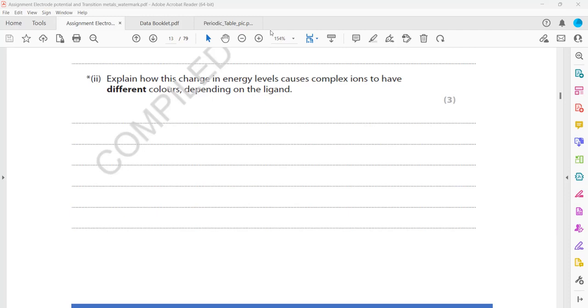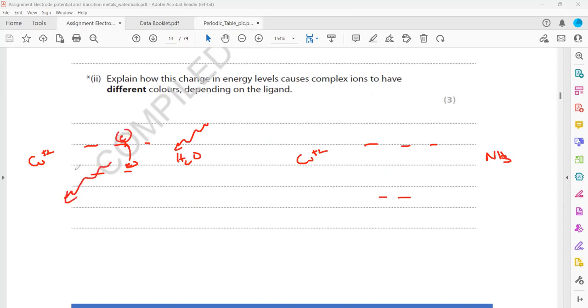Even for copper, the d orbitals are there. If water is attached as a ligand, the splitting will be one way. If ammonia is a ligand, the splitting will be different, the gap will be different. As a result, when gaps are different, electrons absorb a specific frequency or wavelength and jump to a higher level, and what is not absorbed appears as the color. For example, if it absorbs everything and does not absorb green, it will appear green, because the color of the compound is what is not absorbed.